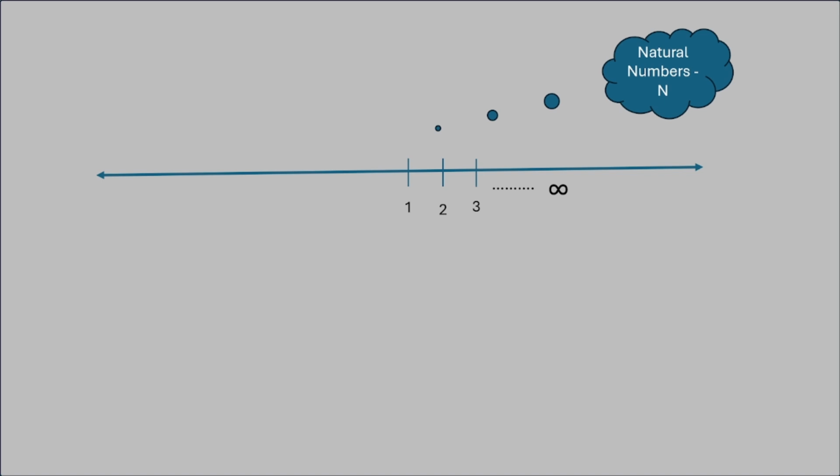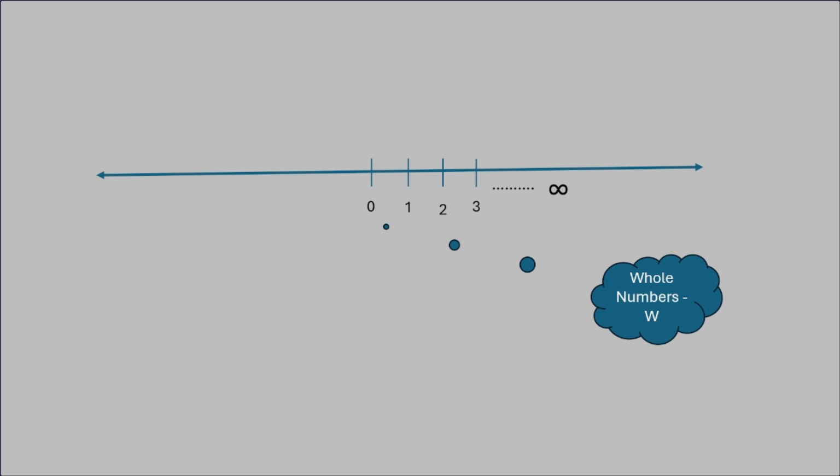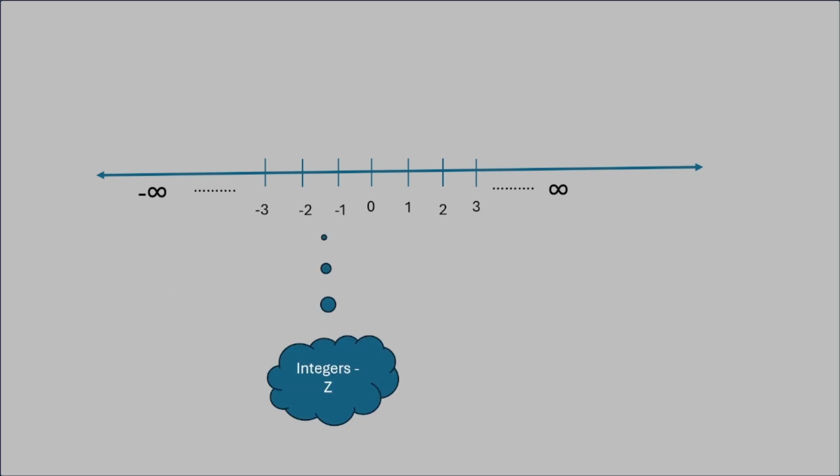But what if we add the number 0 also in this list? Then we call it whole numbers, which is denoted by capital W. But as you can see, the left side of the number zero is still empty. So all the negative numbers come in, and we call them integers. So minus 1, 2, 3, like that, till minus infinity, and all these numbers from minus infinity to plus infinity are called integers.